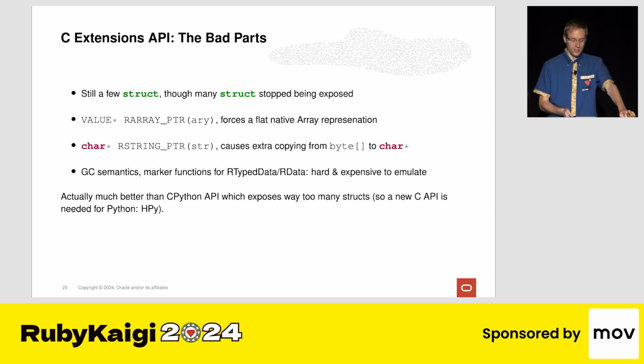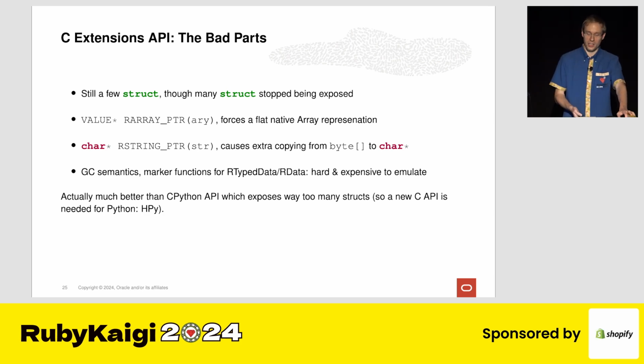And overall, this is so much better than the CPython API, because the CPython API exposes so many structs, it's a total nightmare, and it's so bad that they are designing a new C API, basically. Even CPython developers want a new C API because they realize they can't make CPython faster, because it exposes so many internals, they can't change anything, they can't speed things up anymore.